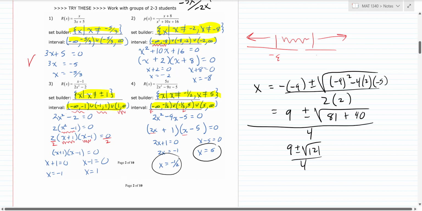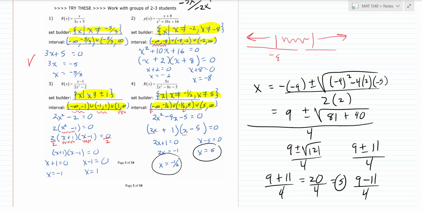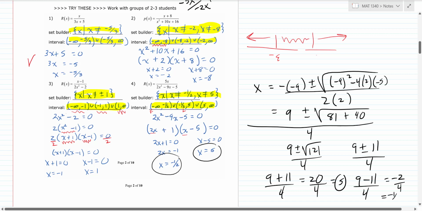Because students always do that fine, because that's arithmetic. The square root of 121 is 11. Okay, now you've got to do this. You've got to do 9 plus 11 over 4 and work that out, and you've got to do 9 minus 11 over 4. That gives 20 over 4, which is 5. This gives negative 2 over 4, which reduces to negative 1/2.